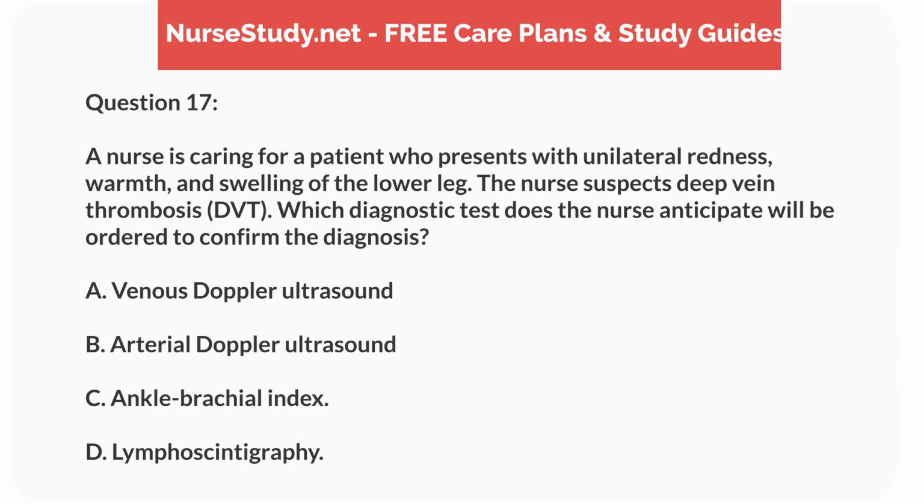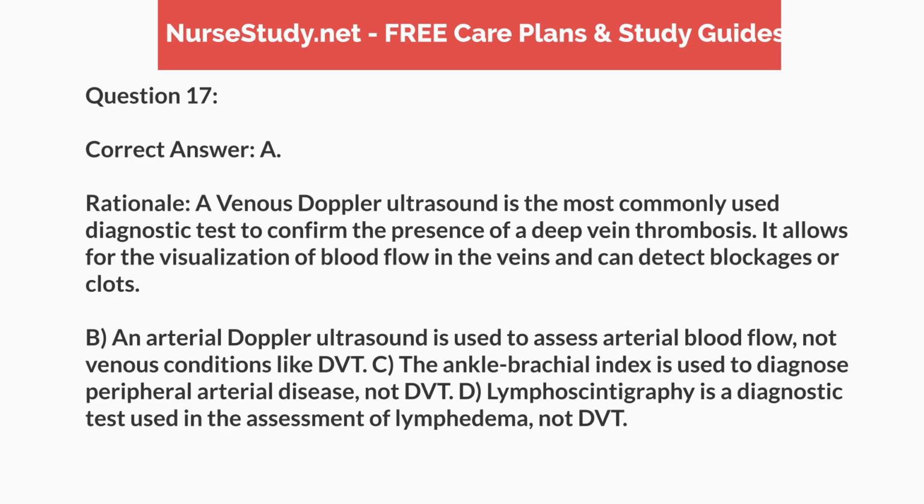Question 17. A nurse is caring for a patient who presents with unilateral redness, warmth, and swelling of the lower leg. The nurse suspects deep vein thrombosis, DVT. Which diagnostic test does the nurse anticipate will be ordered to confirm the diagnosis? A. Venous Doppler ultrasound. B. Arterial Doppler ultrasound. C. Ankle brachial index. D. Lymphoscintigraphy. Correct answer: A.